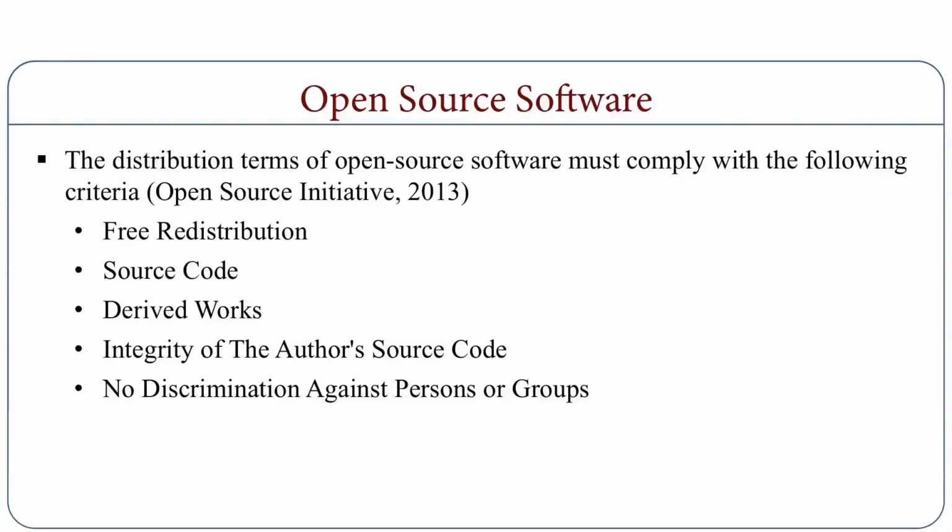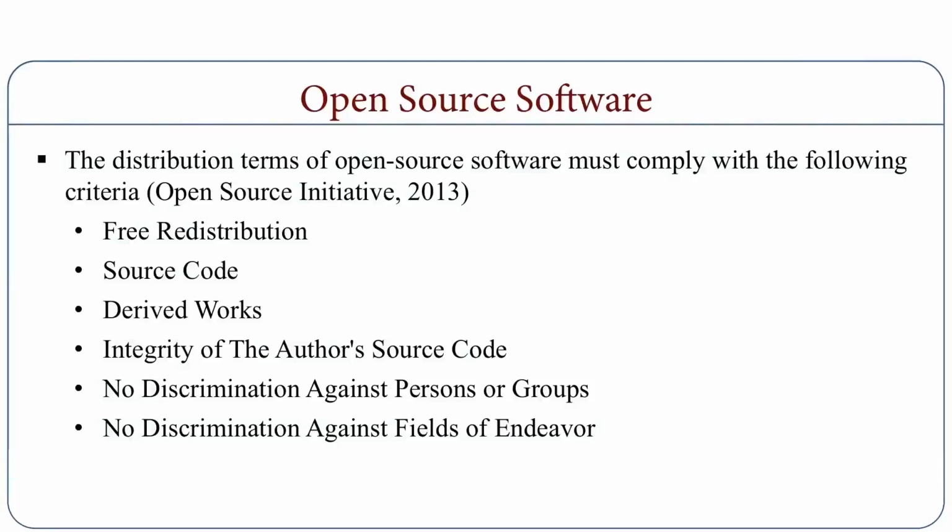Looking at the source code or being free to redistribute it does not mean that you do not give the author the proper credit. The author has to be given proper credit. Fifth is no discrimination against persons or groups. There has to be no discrimination about distribution of software. That is, you cannot say that I will make it available only for personal use but not for commercial use. Or you cannot say that I will make it available only for commercial use but not personal use.